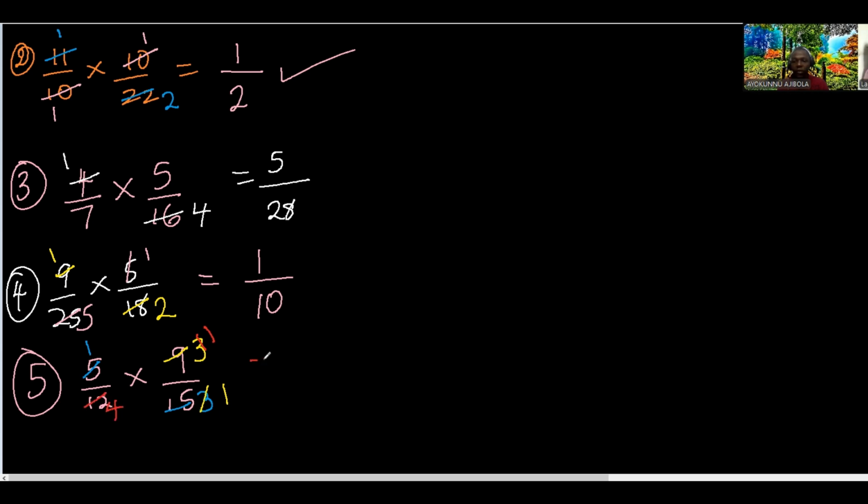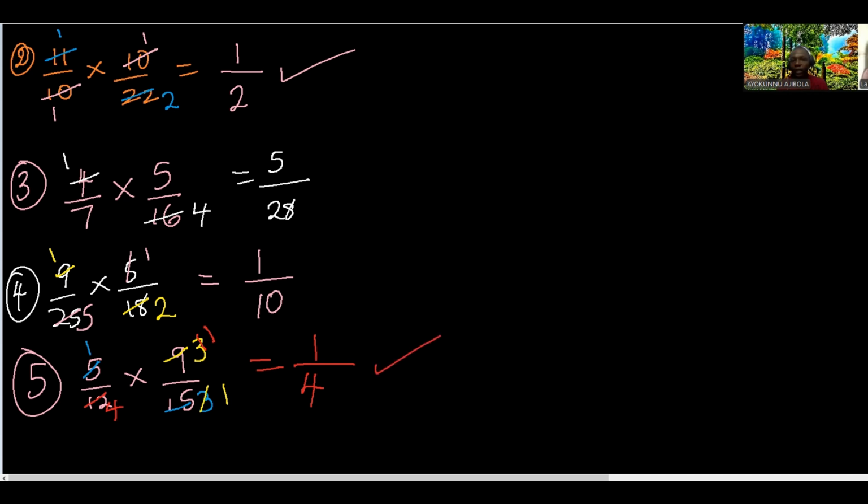So what numbers remain at the top that has not been cancelled? 1 and 1, that is 1. Then what should I write at the bottom? 4 times 1, that is what? 4. Okay.